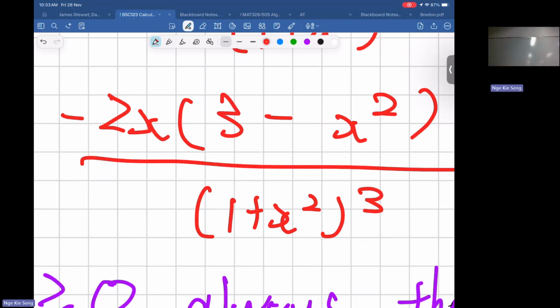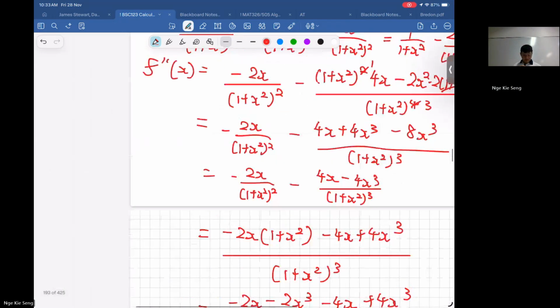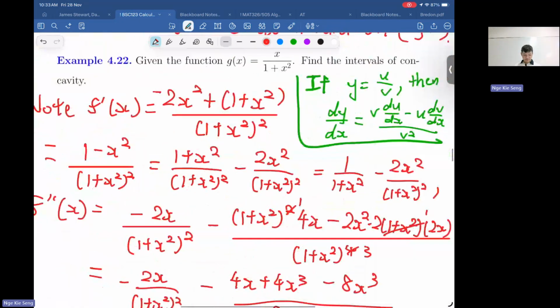So first, the first derivative, this part. Yeah, it's quite different now. The second derivative and first derivative could be very different. Yes.